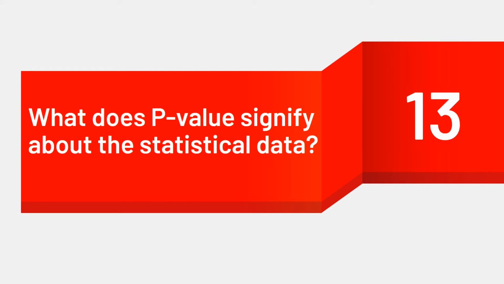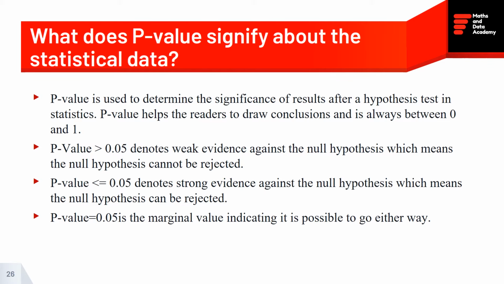What does p-value signify about the statistical data? P-value is used to determine the significance of results after a hypothesis test in statistics. P-value helps the readers to draw conclusions and is always between 0 and 1. P-value greater than 0.05 denotes weak evidence against the null hypothesis, which means the null hypothesis cannot be rejected. P-value less than or equal to 0.05 denotes strong evidence against the null hypothesis, which means the null hypothesis can be rejected. P-value equal to 0.05 is the marginal value indicating it is possible to go either way.